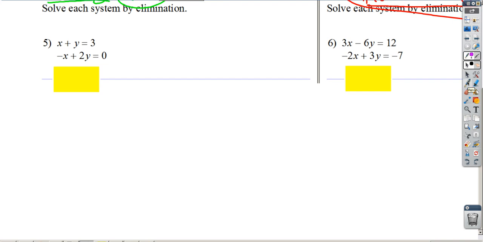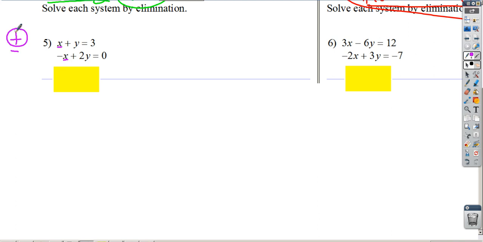Okay, how do you solve by elimination? You pick a variable to eliminate. It doesn't matter which one you pick, but in this case, the easier ones to eliminate would be the x's because they have the same coefficient. They both have a coefficient of 1. One of them is positive, one of them is negative. So if I want to eliminate, I can either add or subtract.